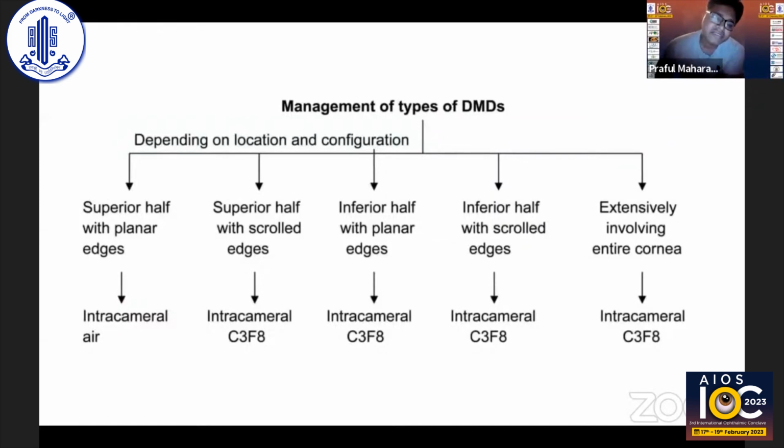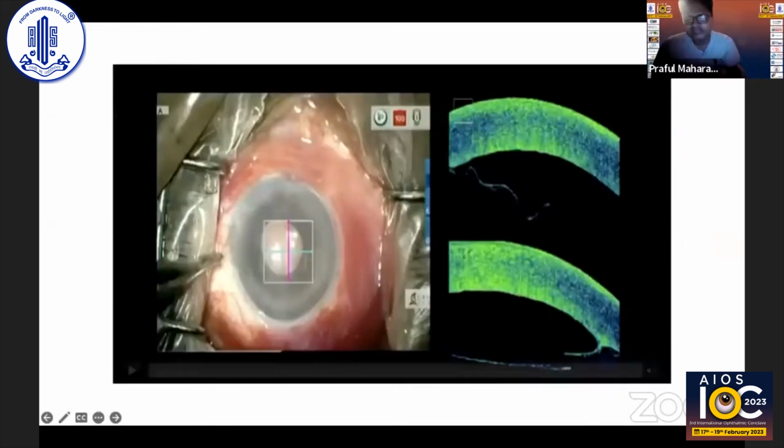Remember one thing, when the DMD is in the superior half of the cornea and it is planar with flat edges, then you can simply get away with air injection. In all the rest of the types of DMD, it's better to go for some sort of gas injection like SF6 or C3F8. I'll just run through a few videos.